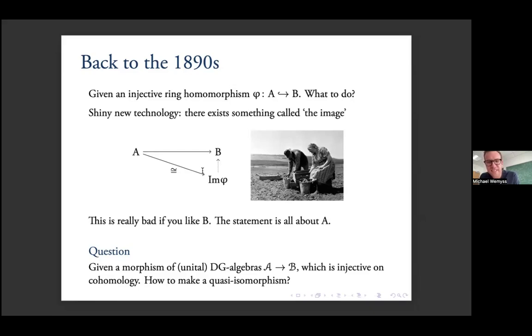So let's just say we've got a slightly more complicated situation, like a morphism of unital DG algebras. So I want there to be a unit. And so I have a morphism of DG algebras, and instead of saying it's injective, which is maybe not the right thing to do, you instead say, okay, I'm going to assume it's injective on cohomology. And so how would you make that the same, or a quasi-isomorphism? How would you do that? Can you do that somehow? And so that's the question. And we don't actually answer this question, but we answer a similar version of this question in this situation.